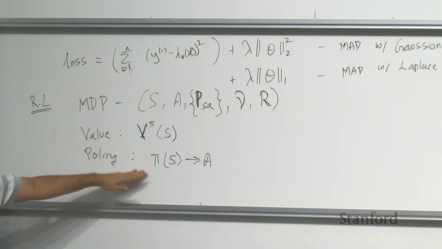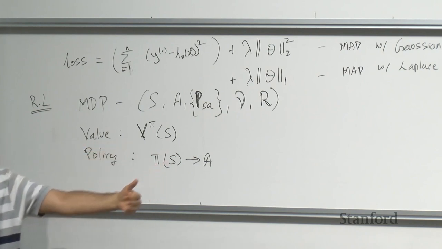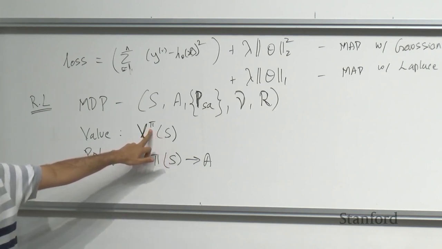So policy is just a rule book, right? And value is the long-term reward that you're going to accumulate by starting at S and following the rule book pi, right?